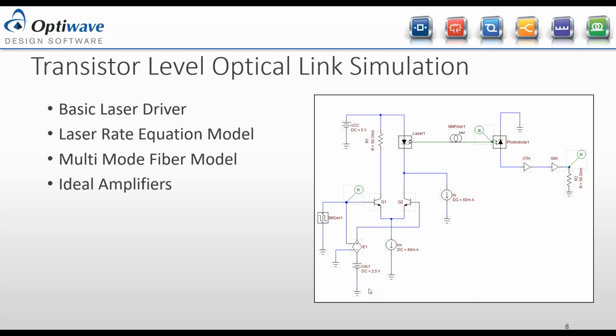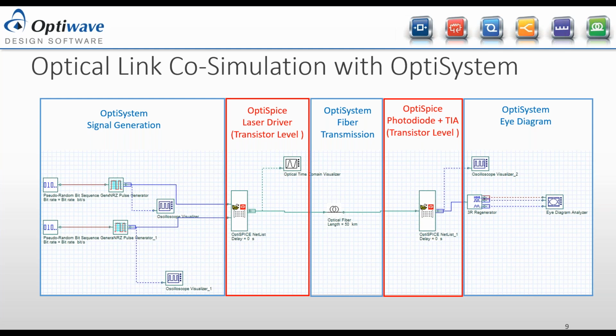Now, this is the starting point of our OptiSystem and OptiSPICE co-simulation. In OptiSPICE, like I said earlier, you can use transistors and build a laser driver out of transistors. This laser is using the laser rate equation model and uses a current that goes into the laser for the direct modulation. I have a bit generator here that is driving this in push-pull configuration. On this side, I have an optical fiber, and on the other side, I have a photodiode, and I have 2 subcircuits representing different amplifiers.